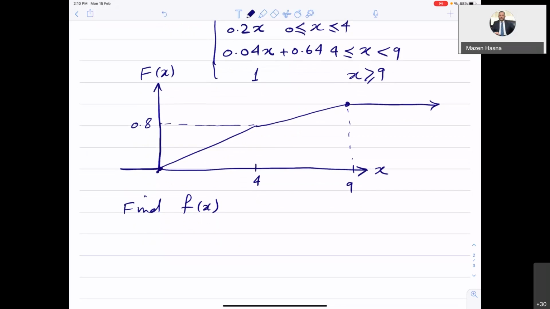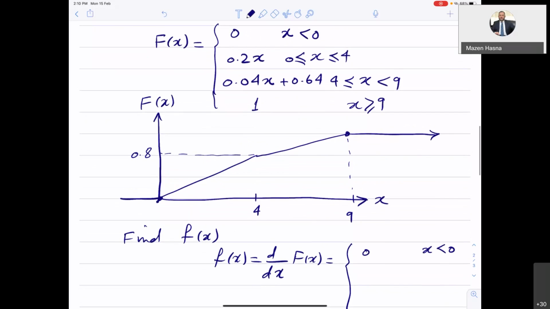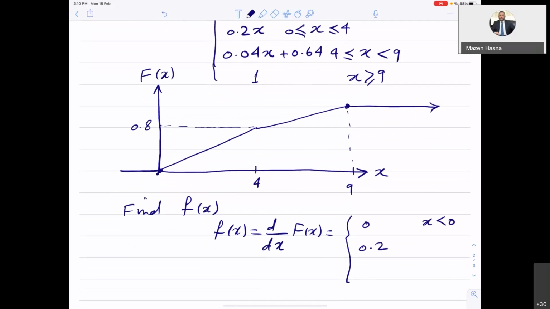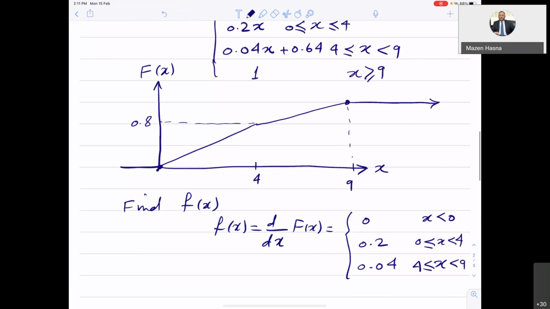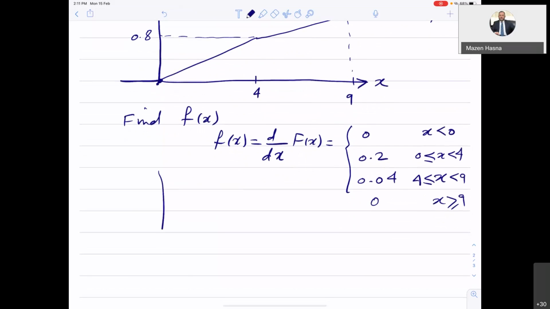So to find small f of x, we just take the derivative. The derivative of 0 is 0. The derivative of 0.2x is 0.2. The derivative of 0.04x is 0.04. And the derivative of 1 is 0.